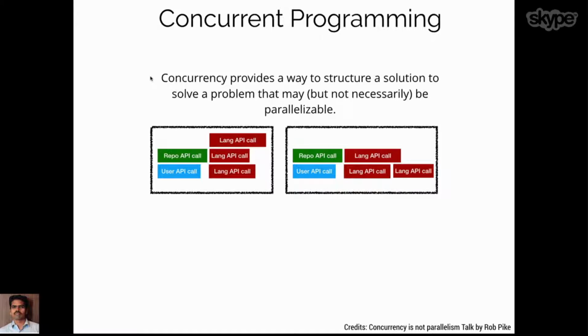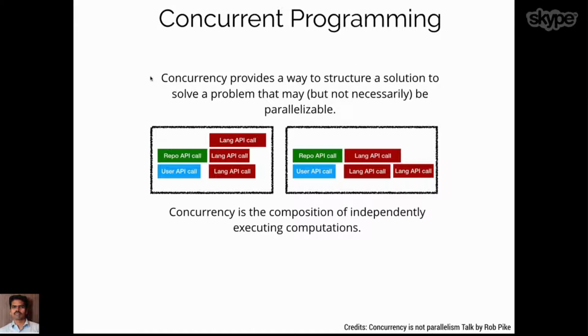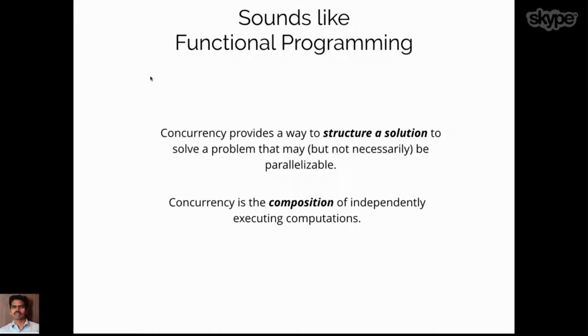And once you structure the things together, you just throw it up to the environment, and the environment takes care of running these things according to the structure that you have given. And there is another definition of concurrency: it's all about composition of independently executing computations. All right, if you look at these two definitions from a different perspective, it sounds much like functional programming. What we do in functional programming is structure the solution based on small functions, and once we're done with all those functions, we compose them together and provide the solution.